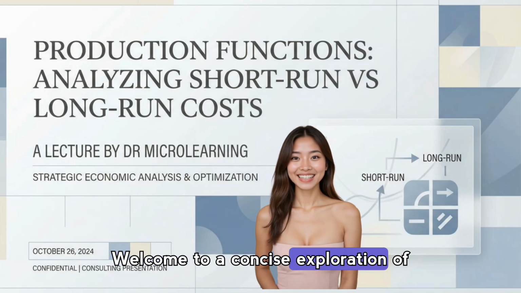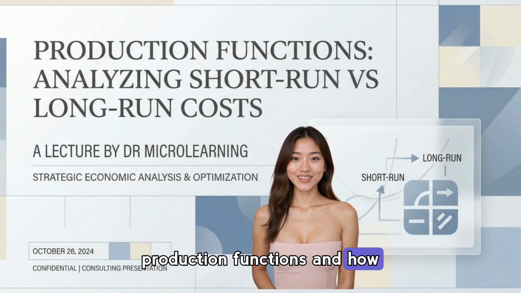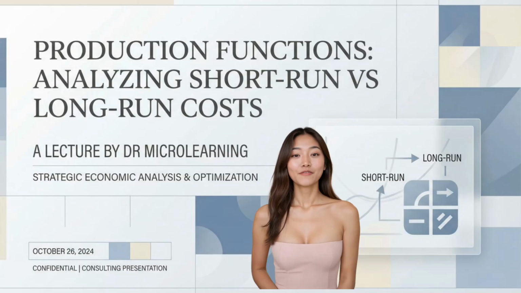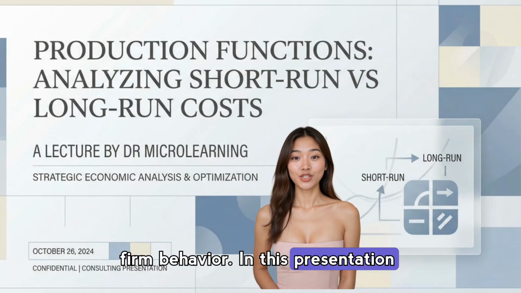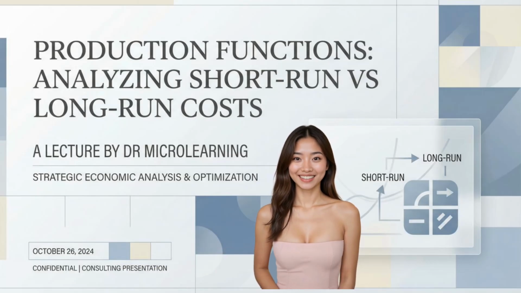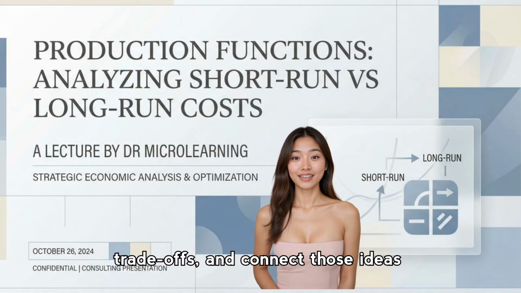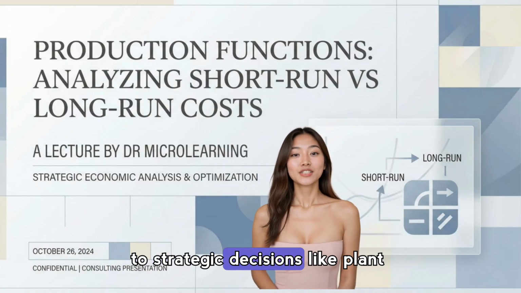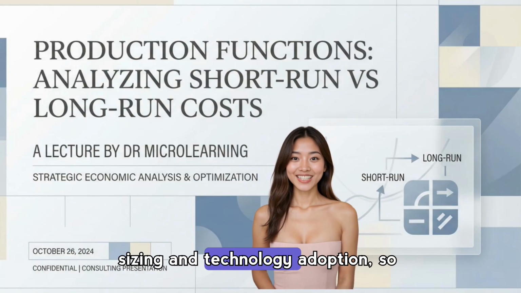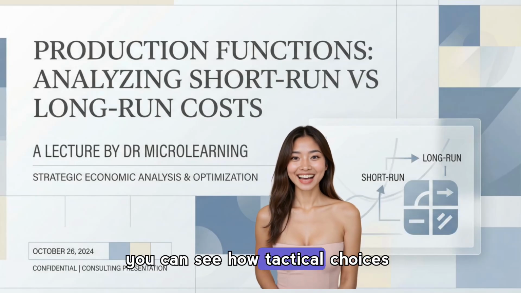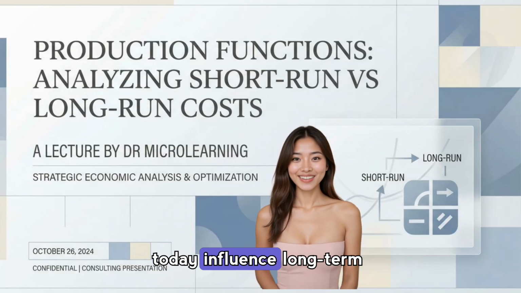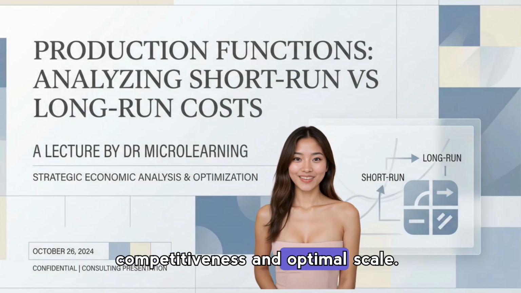Welcome to a concise exploration of production functions and how short-run and long-run costs shape firm behavior. In this presentation, we'll unpack key cost concepts, compare fixed and variable trade-offs, and connect those ideas to strategic decisions like plant sizing and technology adoption, so you can see how tactical choices today influence long-term competitiveness and optimal scale.